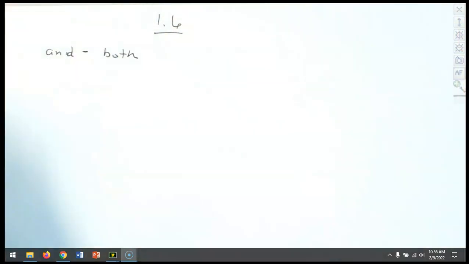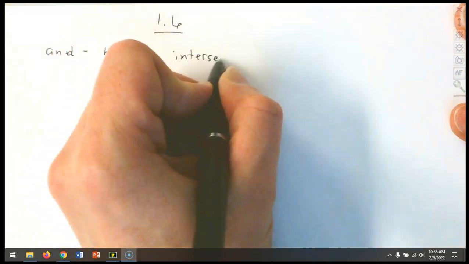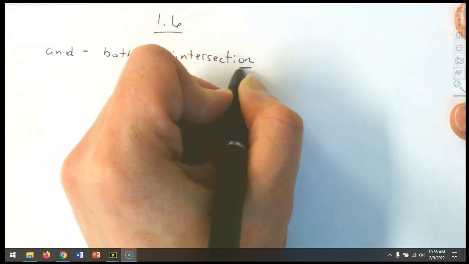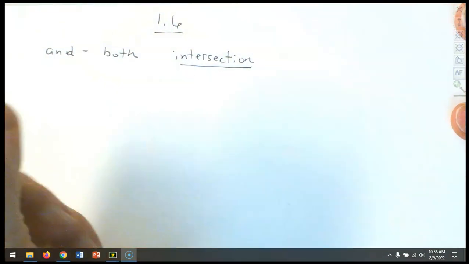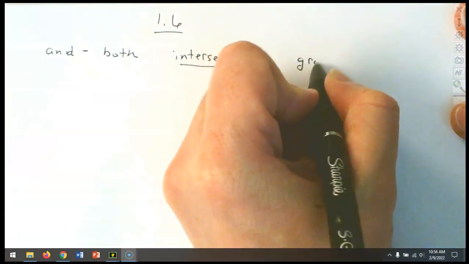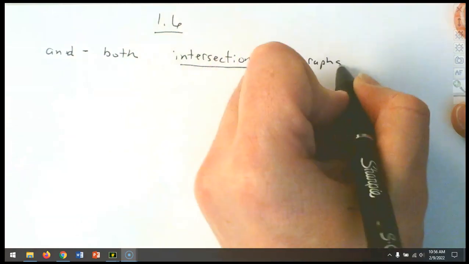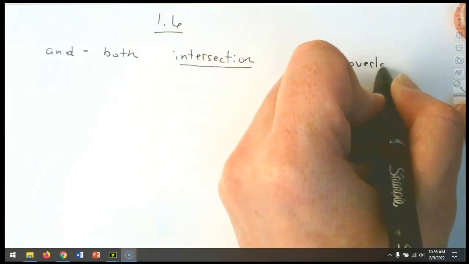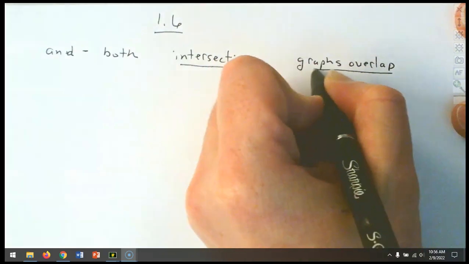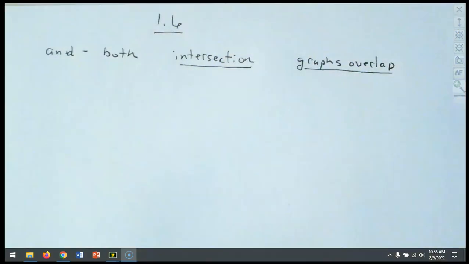If I say Jill and Joe walk to the store, what does that mean? That means they both walk to the store. It's also called an intersection. And it's going to be where the lines, where the graphs overlap. So when we go to graph these, that's where they're going to overlap.